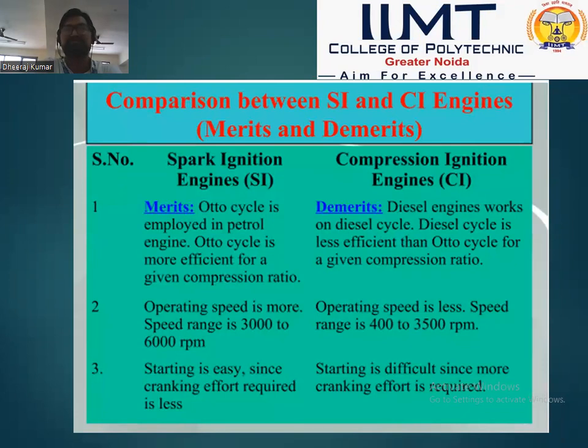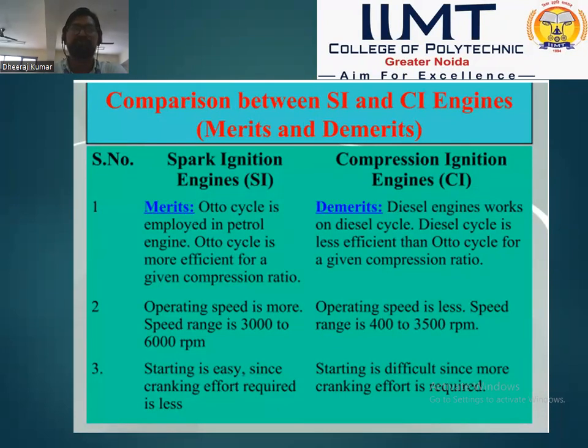This is the difference between SI and CI engines in merits and demerits. Merit: the Otto cycle is employed in the petrol engine, and it is more efficient for a given compression ratio. Demerit: the diesel engine works on the diesel cycle, which is less efficient than the Otto cycle for a given compression ratio.